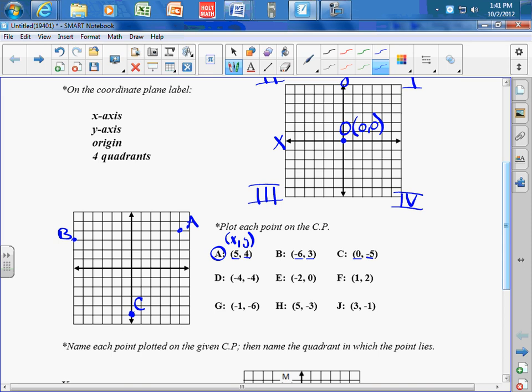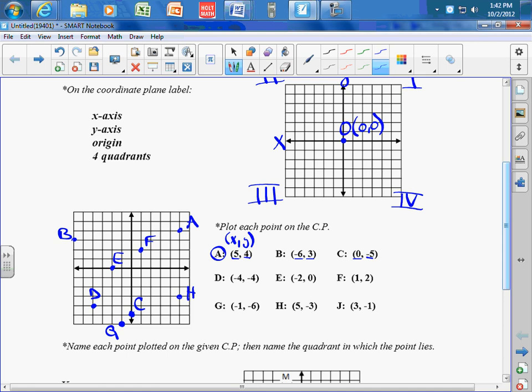D is at negative 4, negative 4. That's 4 to the left and 4 down. Negative 2, 0 would be 2 to the left. There's your E. F is at 1, 2. It goes here. Negative 6 is 1 to the left, 6 down. There's your letter G. H, 5, negative 3. 5 to the right and 3 down is H.